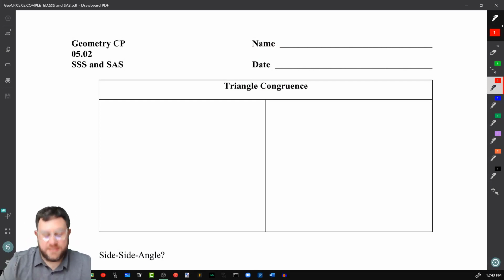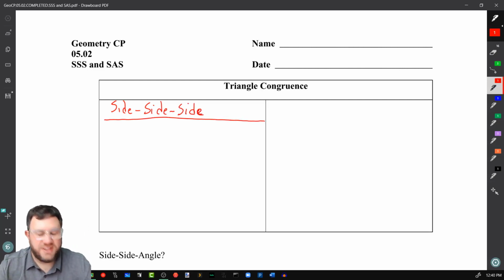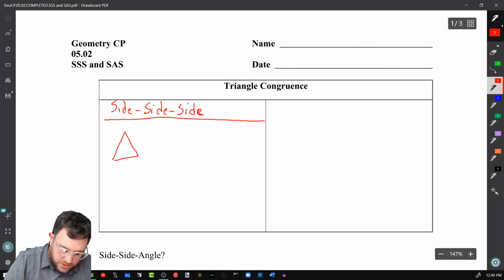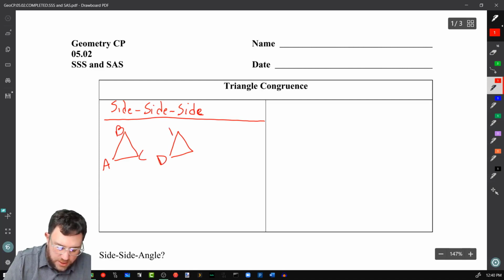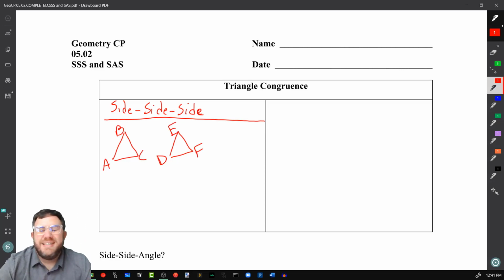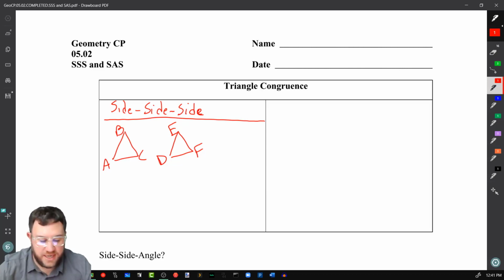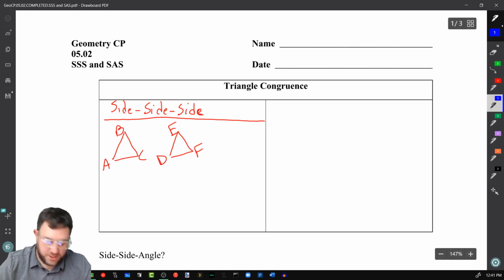So SSS stands for side, side, side. And what this tells us, if we have 2 triangles, so let's draw 2 triangles. We'll call them A, B, C, and D, E, F, because I have no imagination whatsoever. We've got 2 triangles, and each side in one triangle has a corresponding congruent side in the other triangle. Then we know the 2 triangles themselves must be congruent.